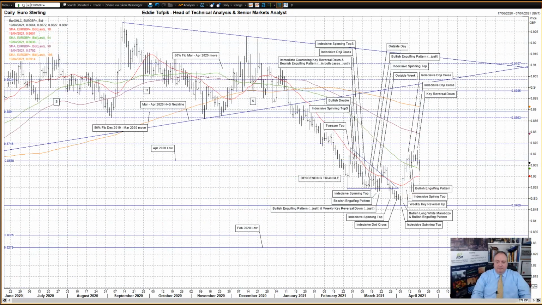Euro sterling. A significant key reversal down on Friday, forming as it did at the height of the market from the March and April markets, and closing back below the old April 2020 low at 86.69. The move lower was interestingly halted by the declining short medium moving average, currently at 86.36, whilst the high was a close enough match to the late February high at 87.30.